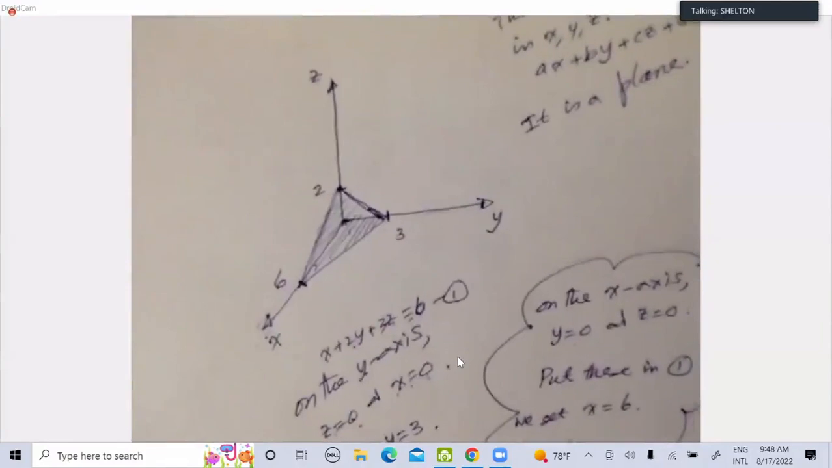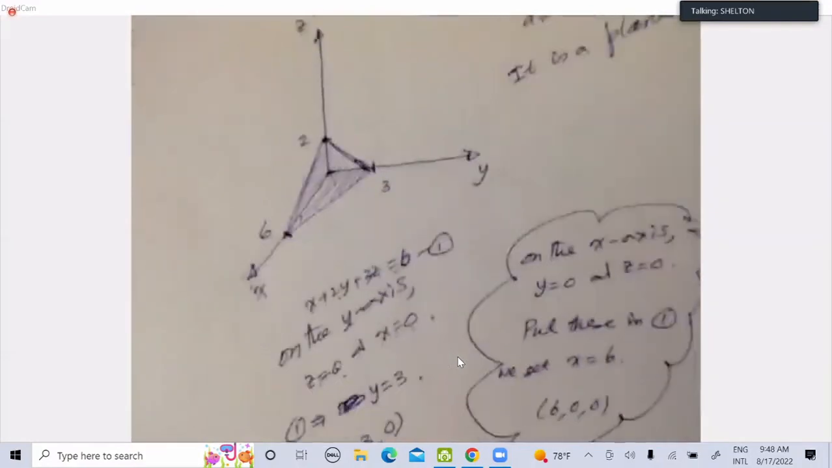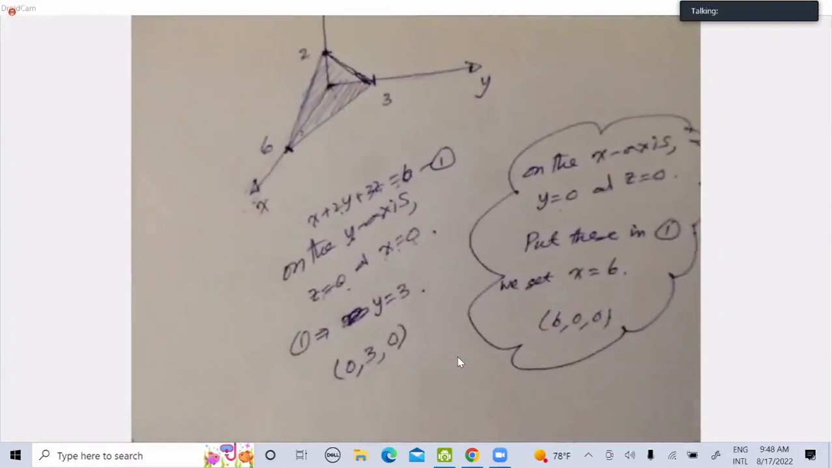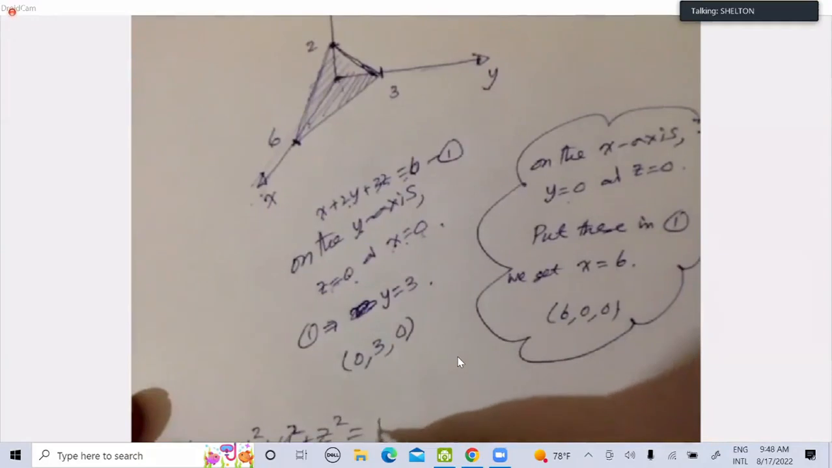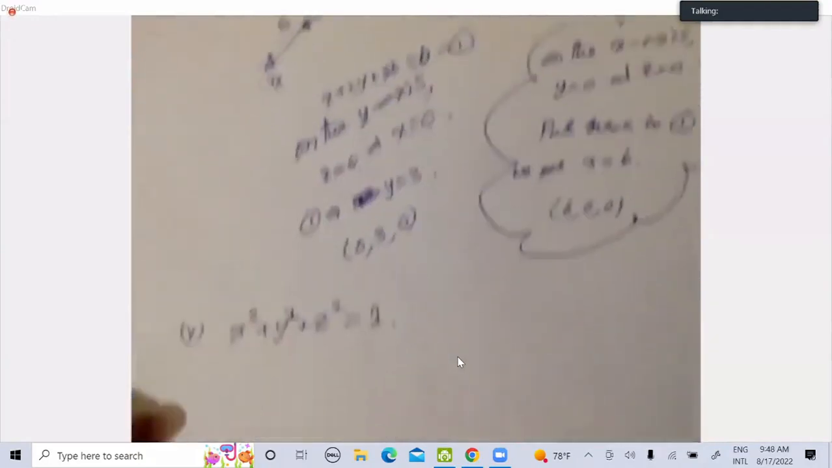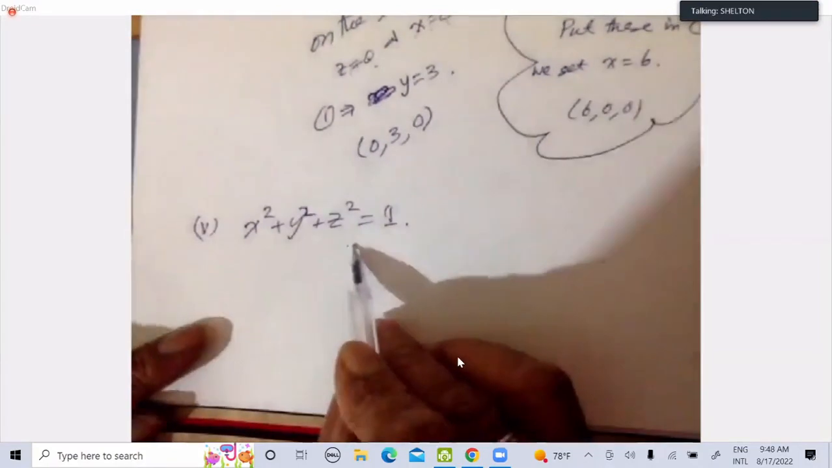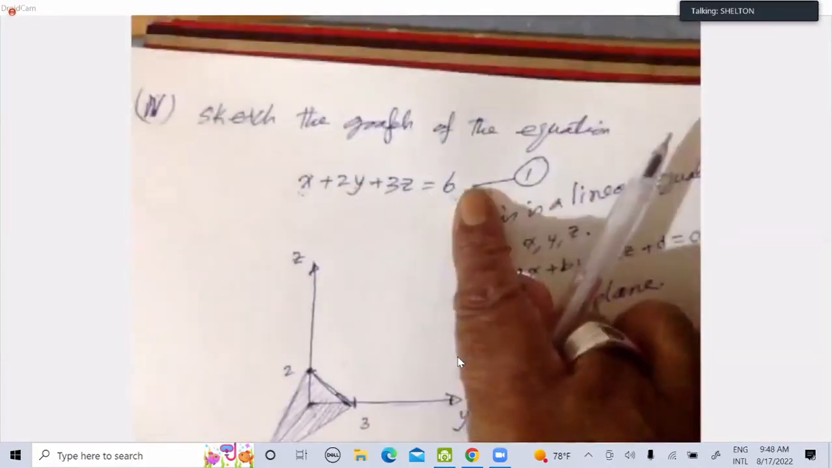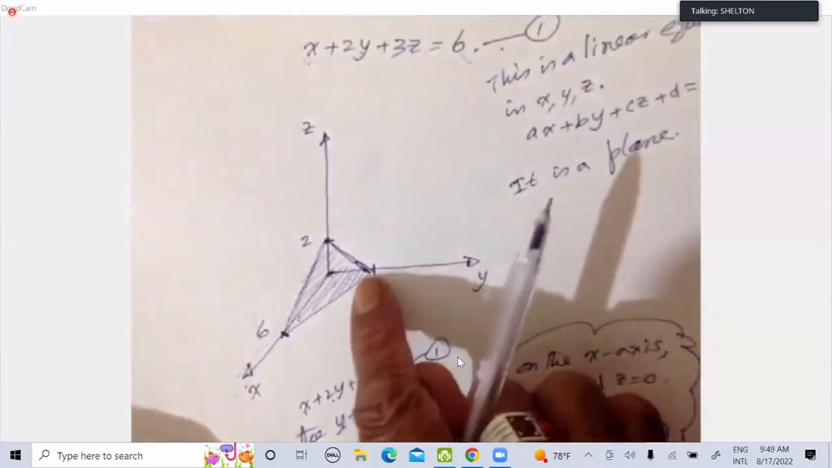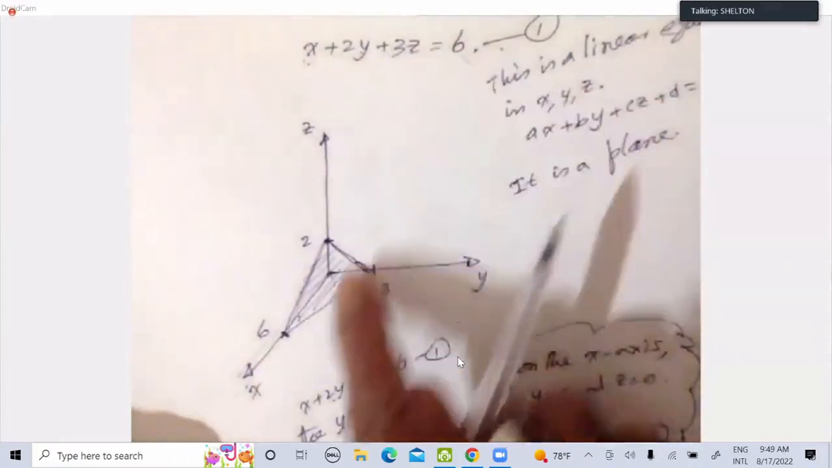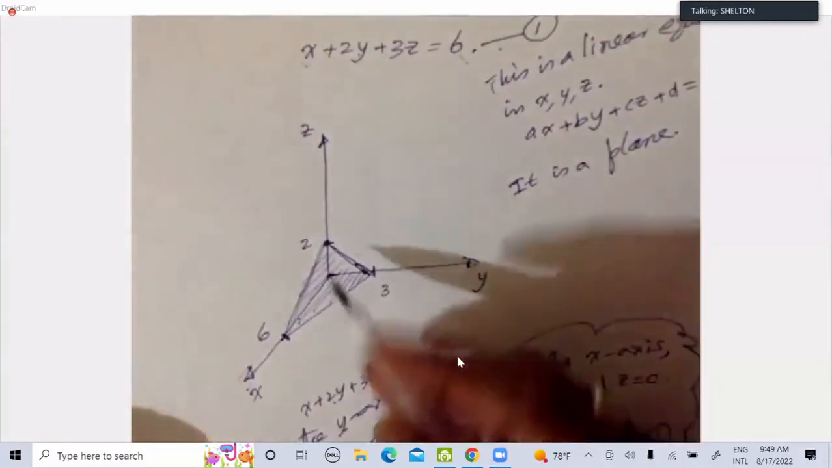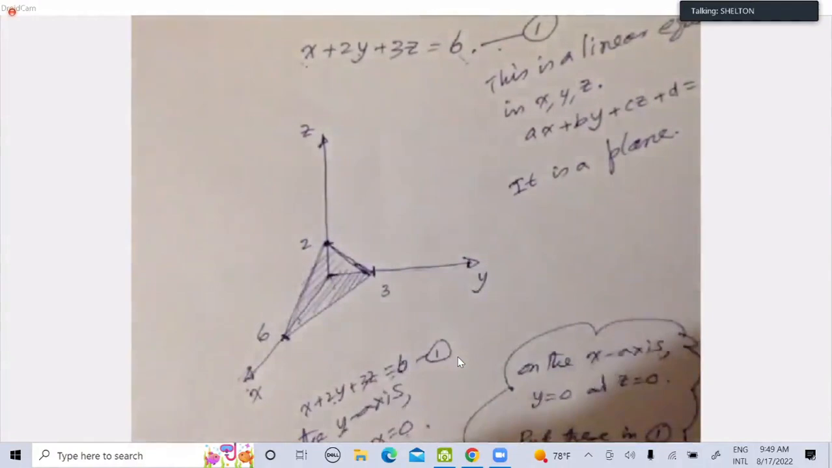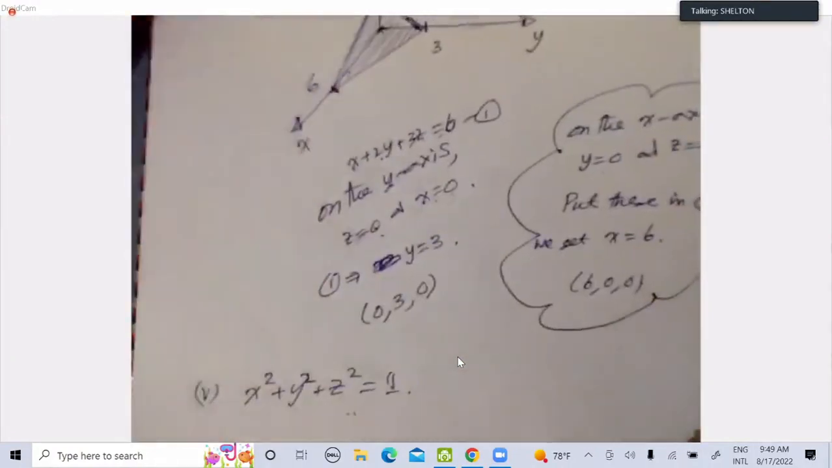Next, fourth one, what time is it? 2 minutes. Fifth one, sketch the graph of the equation x squared plus y squared plus z squared equals 1. So the graph of a linear equation is a plane. How did I draw it? I found the three places where this plane crosses the three axes. I have 3 points, then just join them to see the portion of the plane in the first octant. Now, sketch the graph of this equation.